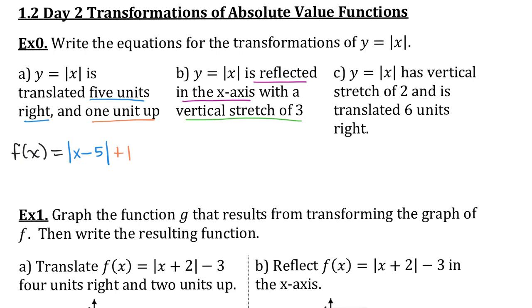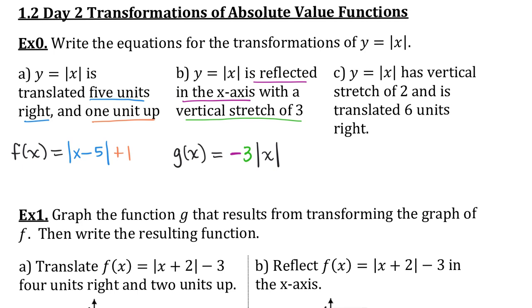Okay, let's give it a name. Let's call it g of x. Reflected in the x-axis means the y values are changing to negative, so let's put it negative. It's a vertical stretch of 3, so the y's are multiplying by 3, and then we are doing this to the absolute value of x function.